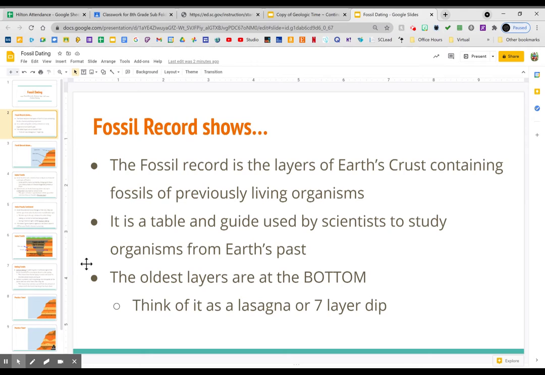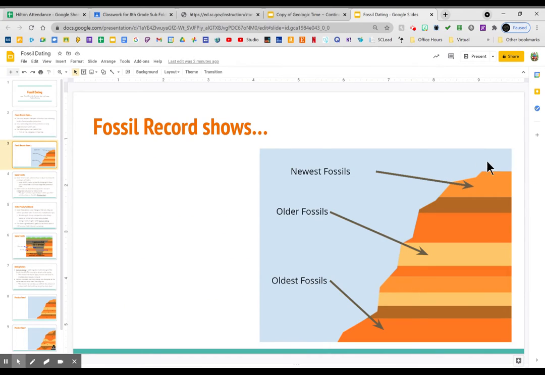Okay. But the oldest layers are going to be at the bottom. Remember to think of it like a lasagna or a 7-layer dip. Those first layers are going to have been in the pan longer than everything else. Okay?